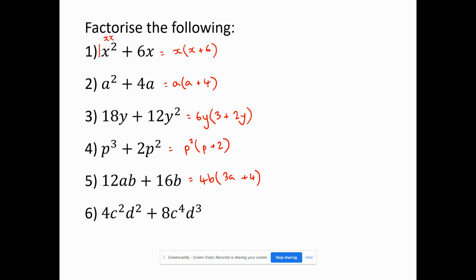Now this last one here, it's a bit more involved in terms of our letters, but if we look at what's going on here, we've got 4 and 8. So in terms of the numbers, our highest common factor is 4. We've got c squared and c to the power of 4. Both of these have at least got c squared. So c squared is the smallest power on c. And d squared and d to the power of 3, d squared is the smallest power on d, so that's going to come out the front.